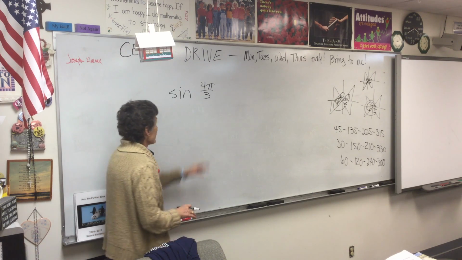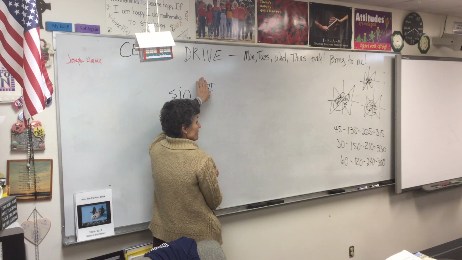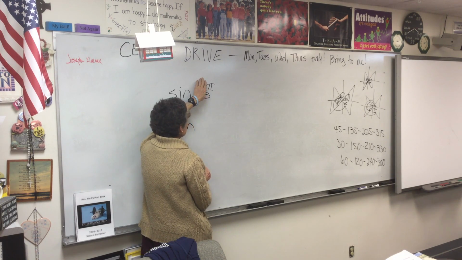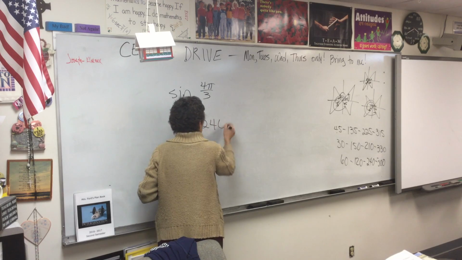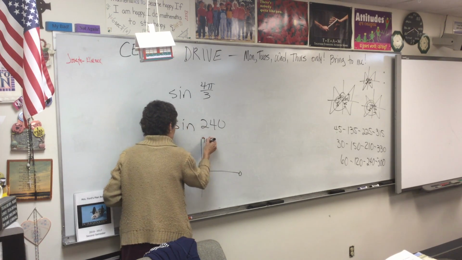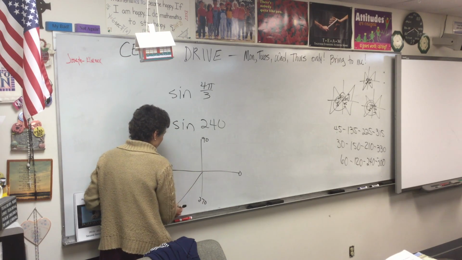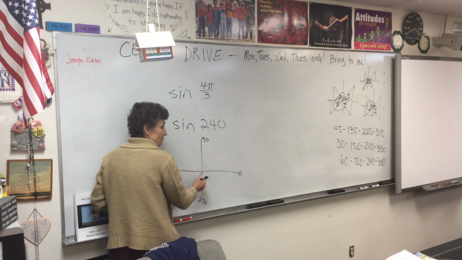Make it a degree. So that's going to be the sine of 180 divided by 3 is 60, times 4 is 240. So then we draw a picture. We remember 0, 90, 180, 270. So 240 is going to be down here, right?